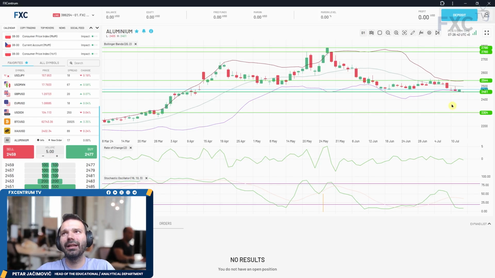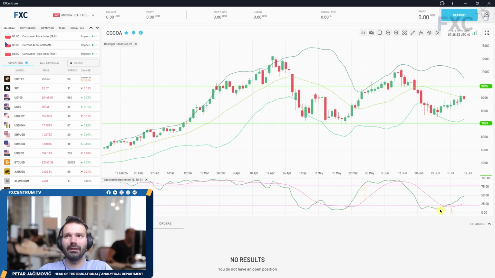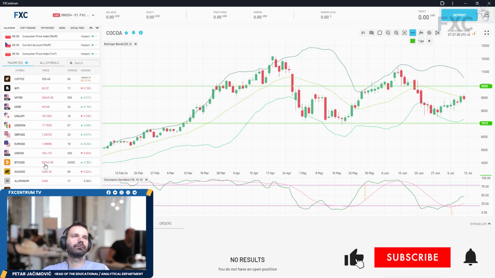Aluminium is just breaking this 24.61. There is a chance for a drop towards 23.04. And cocoa market, we can see that the hourly is building higher lows. So there was this back up towards the middle Bollinger Band 9,000, which was our idea from last week. And the next upside pivot is set around 9,935.